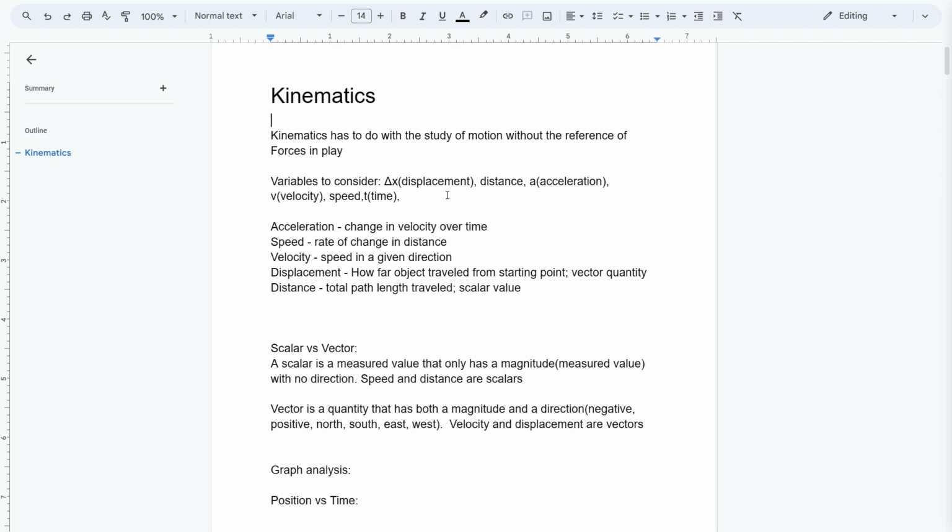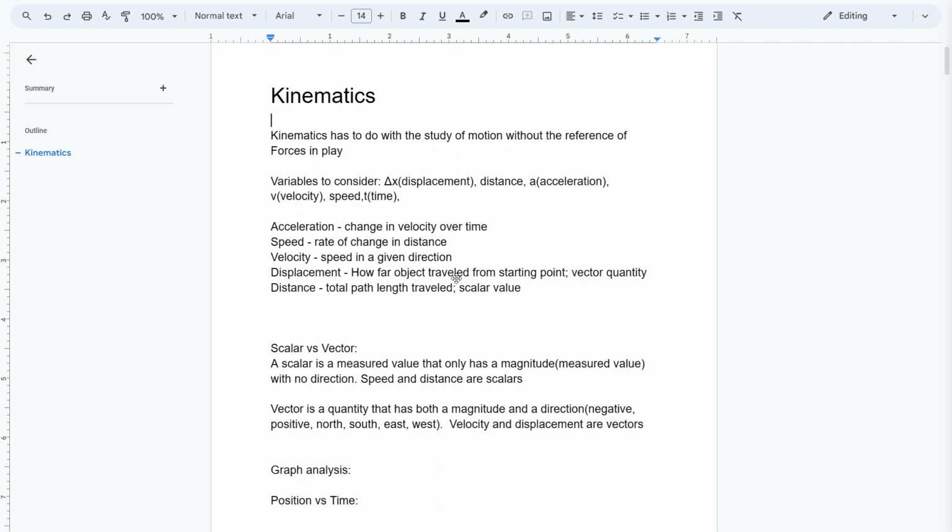So let's take a look at some key differences between velocity and speed. Velocity is basically just speed in a given direction, a vector, and speed is just distance over time. When we go into our examples, we'll show that average velocity and average speed are not always the same values. So let's move on to an acceleration versus time graph.